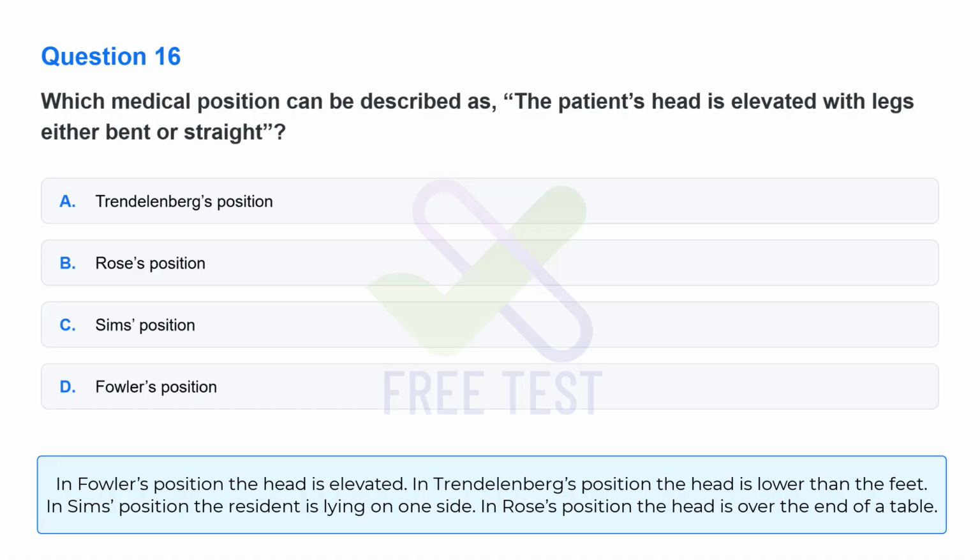The correct answer is D. Fowler's position. In Fowler's position, the head is elevated. In Trendelenburg's position, the head is lower than the feet. In Sims' position, the resident is lying on one side. In Rose's position, the head is over the end of a table.